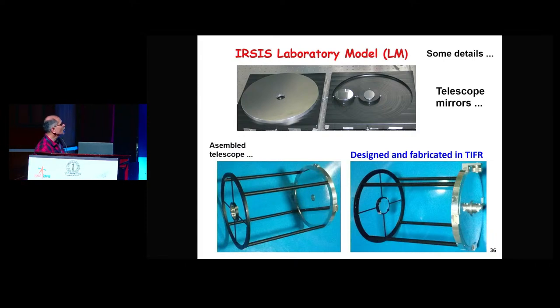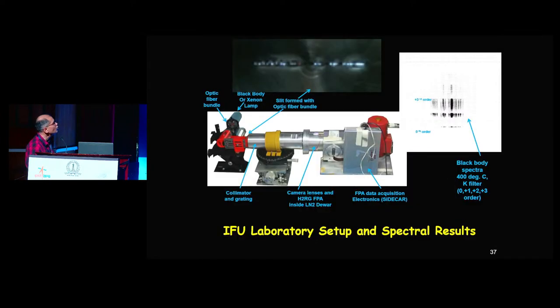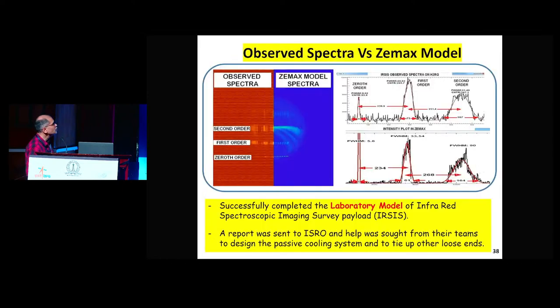All this mechanical structure was designed and fabricated in the TIFR workshop. The spectrometer was also developed and installed; this is the laboratory setup for this IFU, which was tested. We checked the spectra results. And finally, we got the spectra from the lab model in the lab, which, if you compare with the model spectra, matches quite well. So we have successfully completed the laboratory model of this payload, and now we have submitted a report to ISRO.